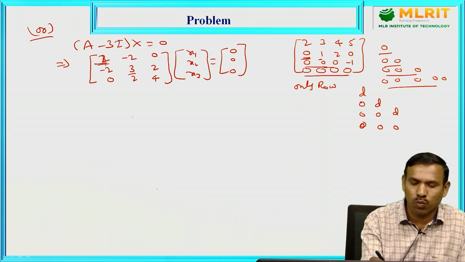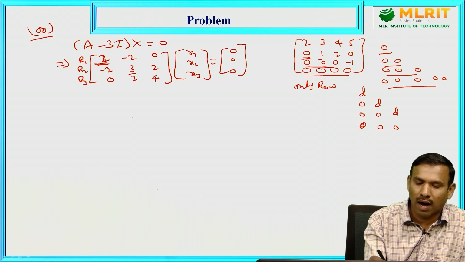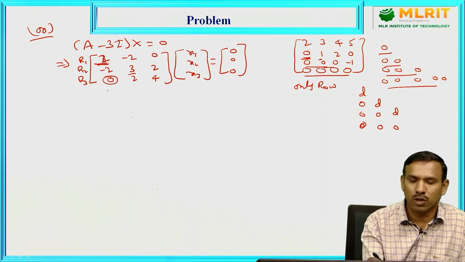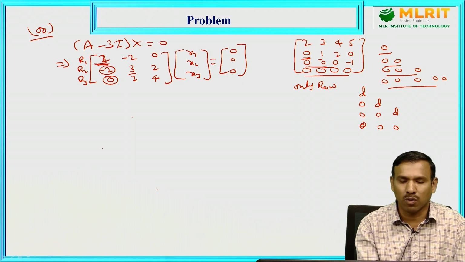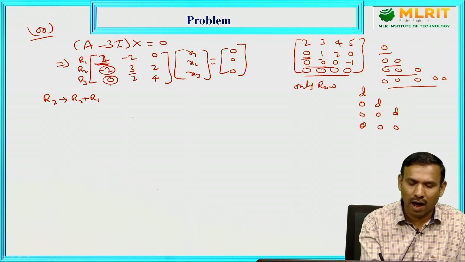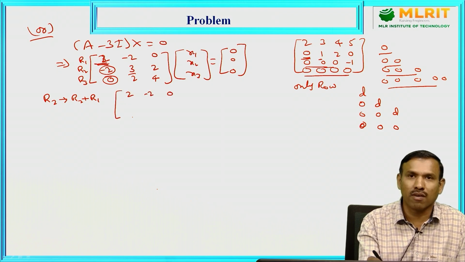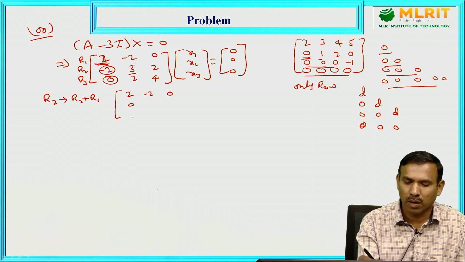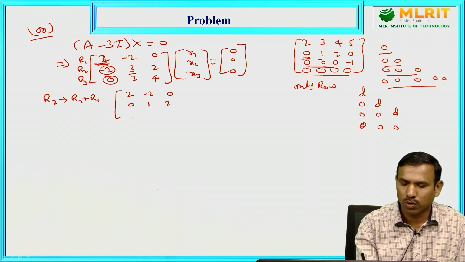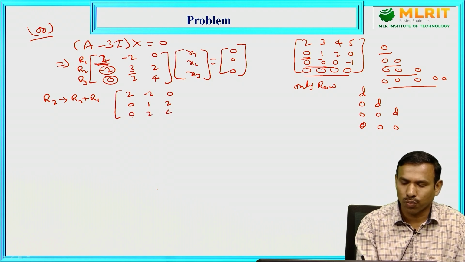Right? Here, this is R1, this is R2, this is R3. Already the R3 element is 0. Using R1, we have to make these two elements 0. So R2 implies R2 plus R1, right? And R3 is already 0, you need not make any change. Now the first row is 2, minus 2, 0. R2 plus R1: minus 2 plus 2 is 0, 3 minus 2 is 1, 2 minus 0 is 2. Right? The third row we are not changing: 0, 2, 4.